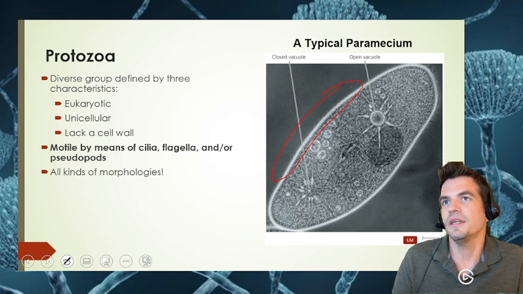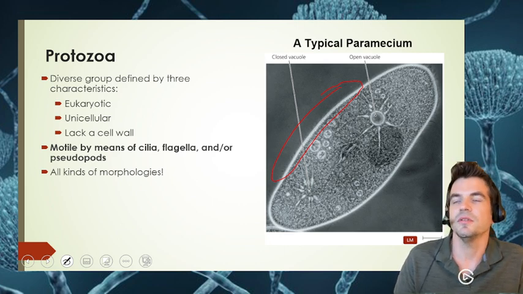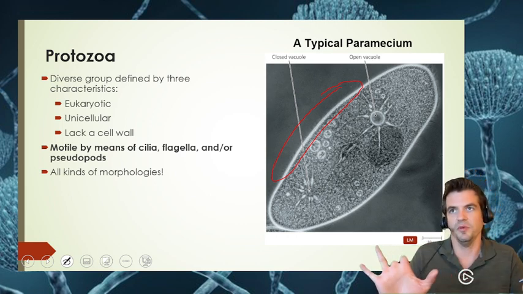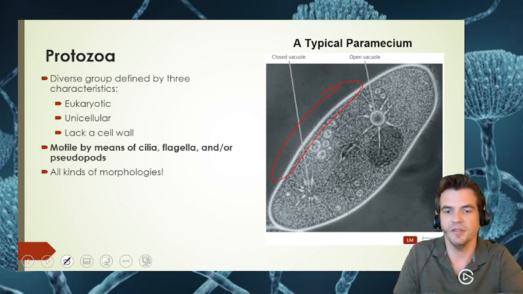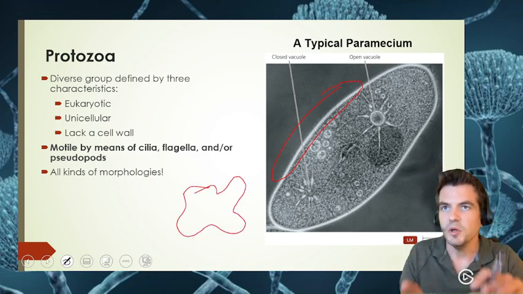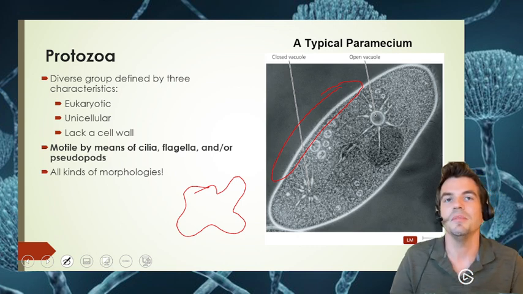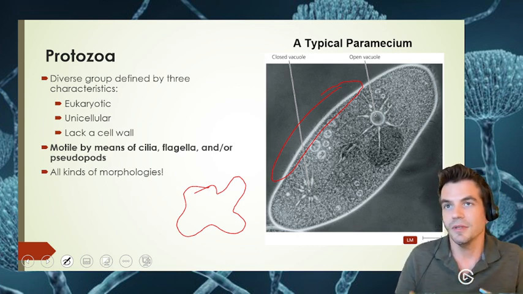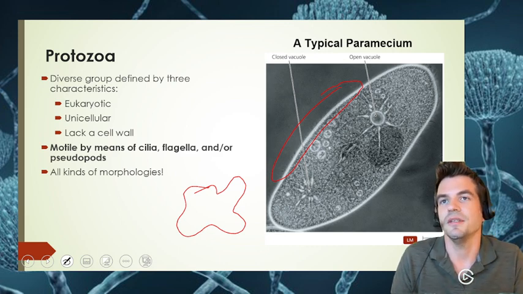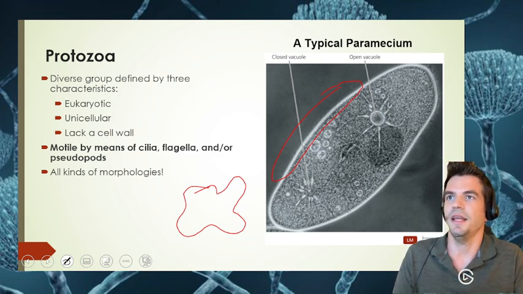most protozoa either have cilia, flagella, or some kind of pseudopod, and they have all sorts of morphologies. A pseudopod is like an amoeba, and the amoeba moves by disassembling and reassembling its cell skeleton, its cytoskeleton, as it moves, and that is a pseudopod.